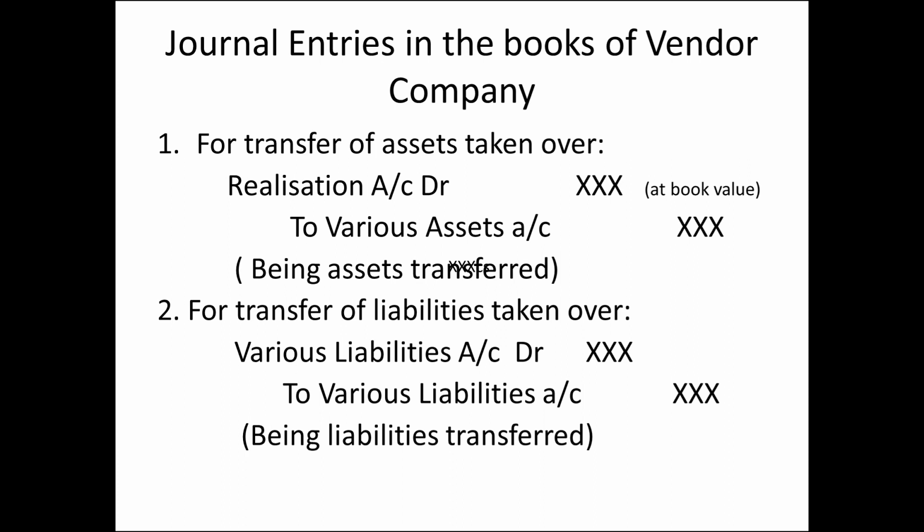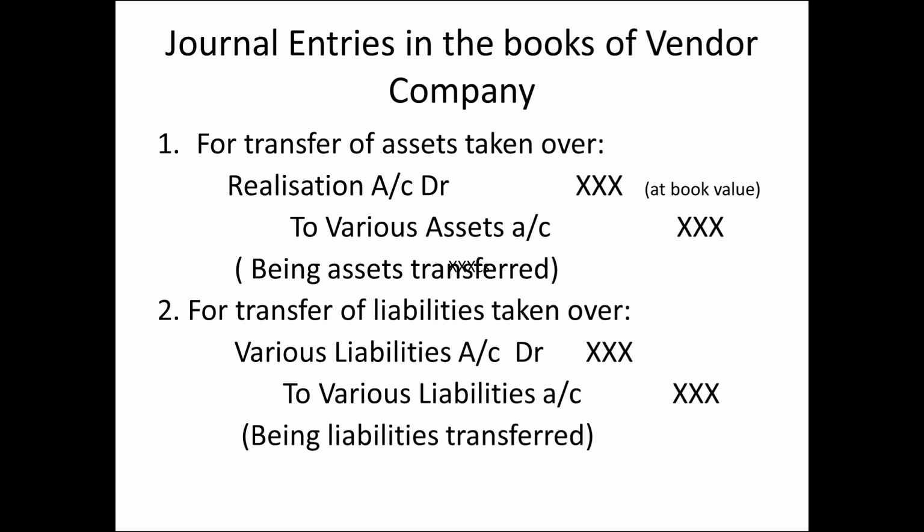Book value means the value which is given in the balance sheet of the problem, not in adjustments. The asset values given in the balance sheet of a company should be posted here, right? Various assets means you will have split-ups: fixed assets, current assets, stock, bills receivable, and many more will be present on your asset side. So the assets being taken over by the purchasing company should be posted here, right?